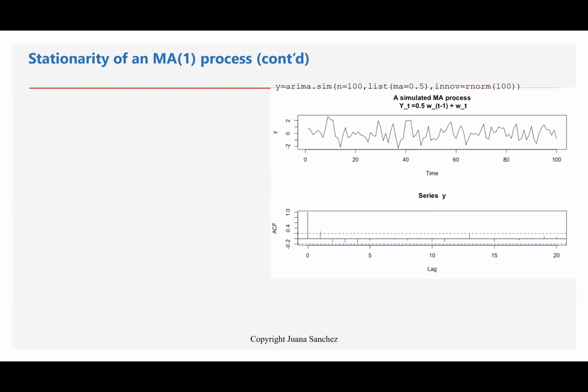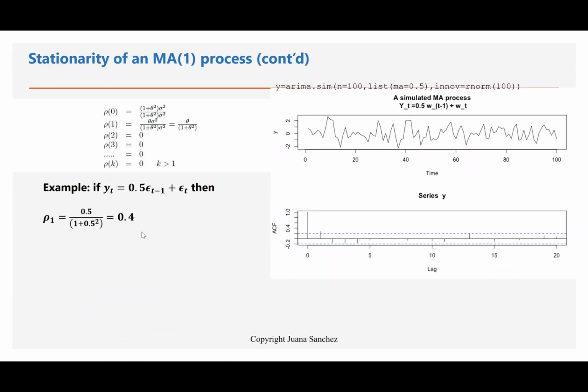Now, for example, suppose the MA process is Y_t equals 0.5 epsilon_{t-1} plus epsilon_t. Here in the simulation, I use W_t to represent the epsilon_t. It's the same term. It's also a white noise. It's the notation we'll use from now on in the modeling part in future lessons. So we find that the correlation at lag 1 is 0.4. So you will not be surprised to find that the autocorrelation in the data is close to 0.4.